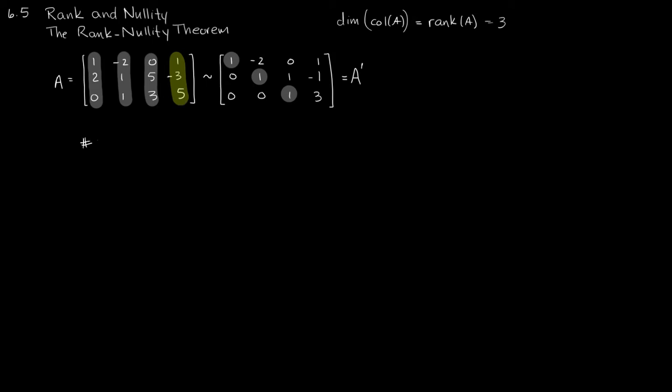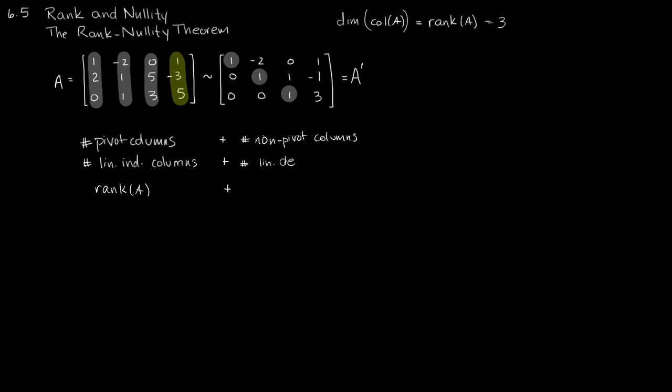Well, we call the number of pivot columns, the number of linearly independent columns, the rank of A. And if I add to that the number of non-pivot columns, or I could think of it as the number of linearly dependent columns, I would get the total number of columns in the matrix A.